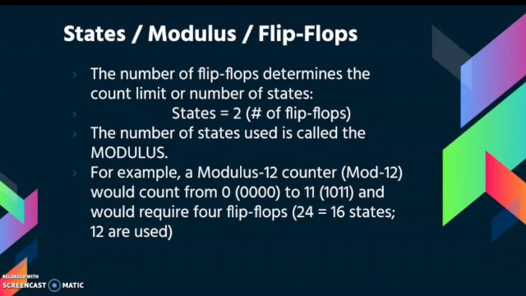So the number of flip-flops determines the count limit, or the number of states. For example, if we have 2 flip-flops, that means that we have 4 states. The number of states used is called the modulus. For example, a modulus 12 counter, or mod 12, would count from 0 to 11 and would require 4 flip-flops. So that means 2^4 equals 16 states, and we have 12 that are used.